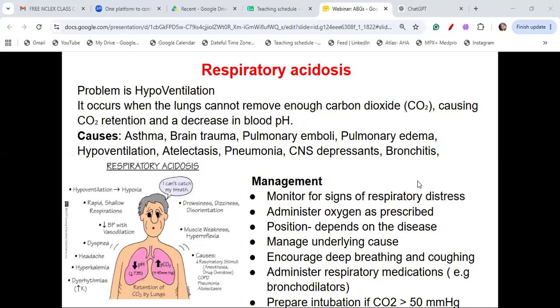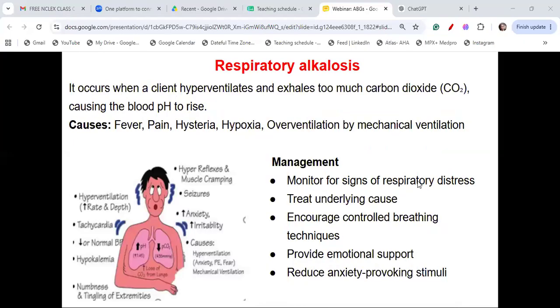That is respiratory acidosis. You also have another one, which is respiratory alkalosis. This one occurs when a client hyperventilates. With respiratory acidosis, they are hypoventilating. With alkalosis, they are hyperventilating and exhaling too much CO2. Hence, it causes the blood pH to rise.